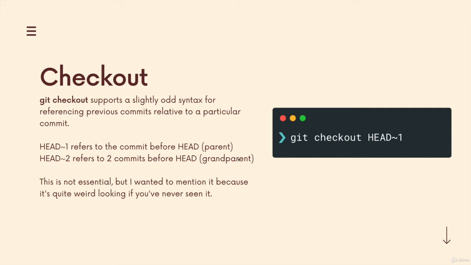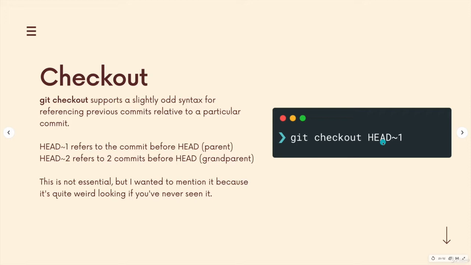Okay, so we saw that we can check out a particular commit using a commit hash, but there's another way in Git that we can reference other commits. We can reference things based upon HEAD. The syntax is a little weird, but it looks like this: HEAD and then a tilde, which is usually above the tab key, and then a number. So HEAD~1 is actually going to refer to whatever commit comes before HEAD.